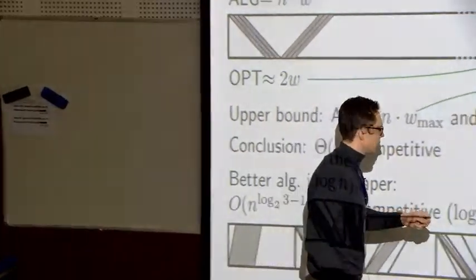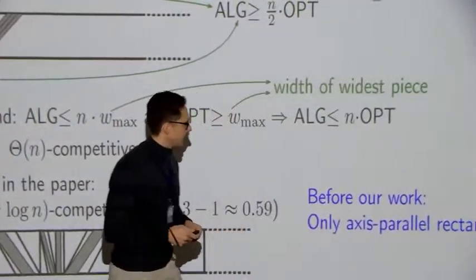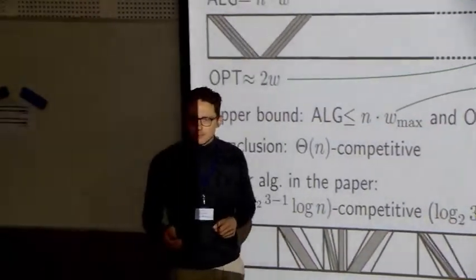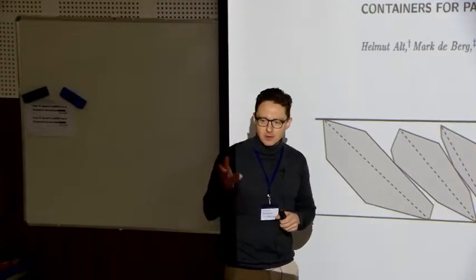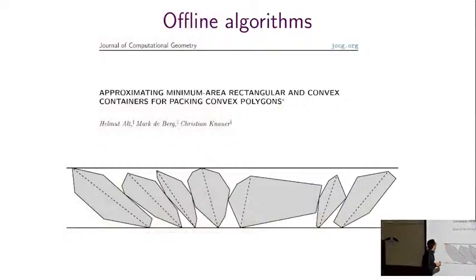Before our work, there were only algorithms described for axis parallel rectangles. So what about offline? That was a question from before. For offline algorithms, there was this paper by Helmut, Mark, and Christian, where they show that if you want to pack the pieces into a minimum area bounding box, you can do that within a constant approximation factor.